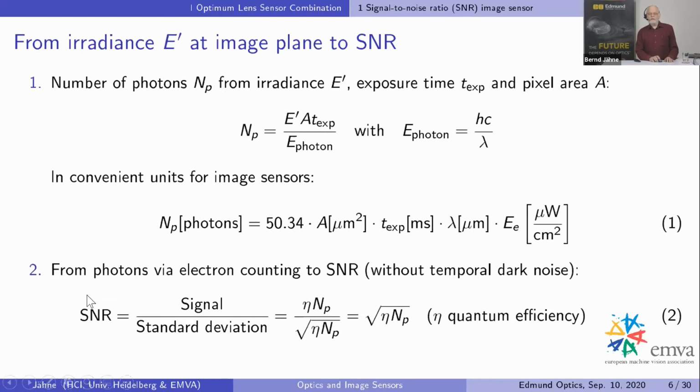And so the signal to noise ratio is now signal divided by the standard deviation. And since we are not counting the photons themselves, but only the electrons, which are less, and this is the famous quantum efficiency. So the number of electrons which are counted is number of photons times the quantum efficiency. And this is a so-called Poisson process. And so the standard deviation is actually the square root of this figure.